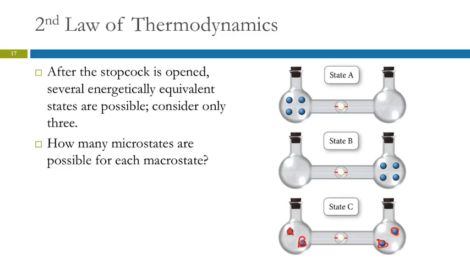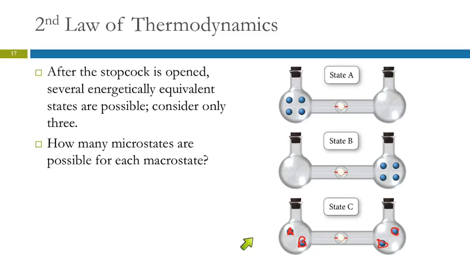Does that make sense? All 4 particles are on the right side. All 4 particles are on the left side. Here we have 2 particles on the left, 2 particles on the right, but then we have options for which 2 particles are on the left, which 2 particles are on the right. So that's different microstates. So which of these systems or states has more entropy? C. C is higher in entropy.